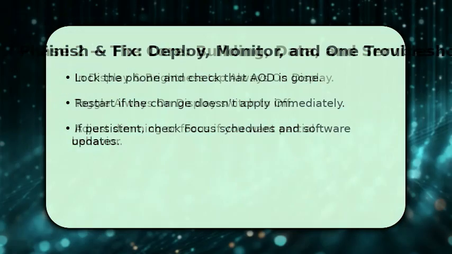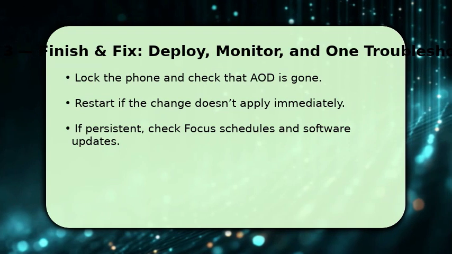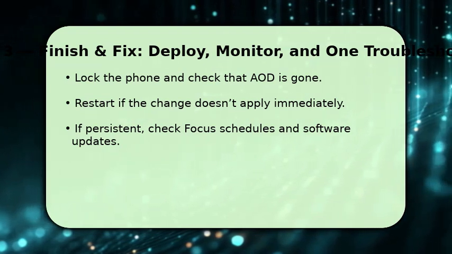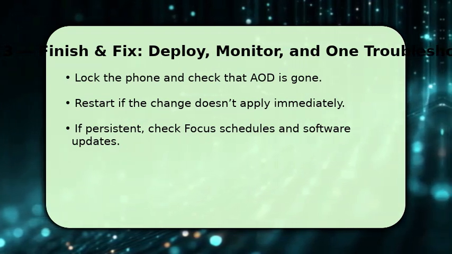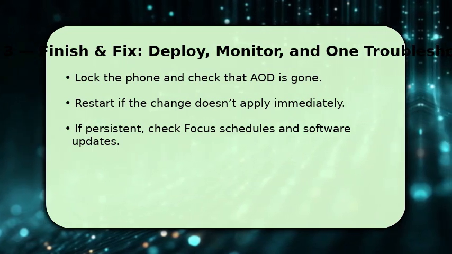Finish by testing. Lock the phone and observe the screen. Always on display should be gone. If it still shows, restart the iPhone to force settings to apply. A quick reboot resolves most glitches.